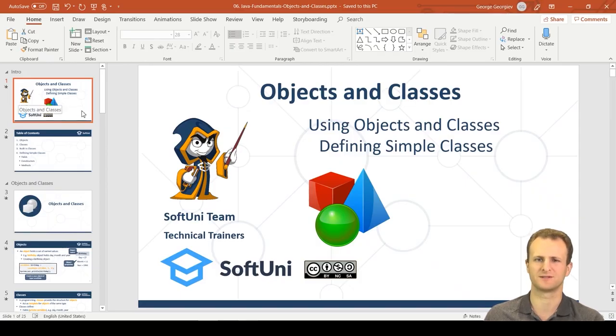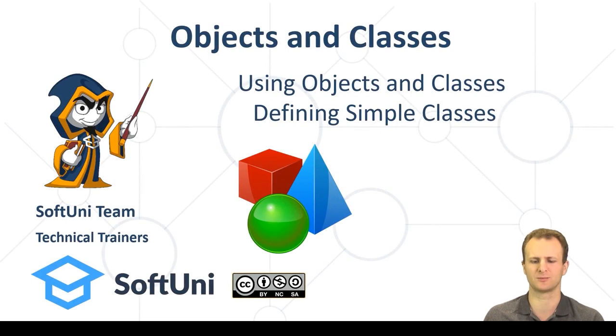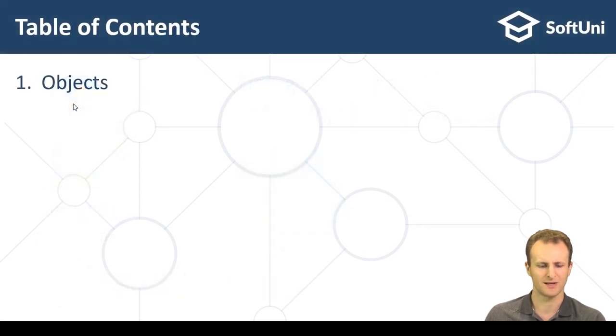Hello everyone, this is George, I'm a technical trainer, and today we will be talking about objects and classes. We'll see how to use them, what they are, why they exist, how they help us in implementing our programs, how the industry uses them, and so on and so forth. So, what is our table of contents for today? What should we cover? What are our topics?